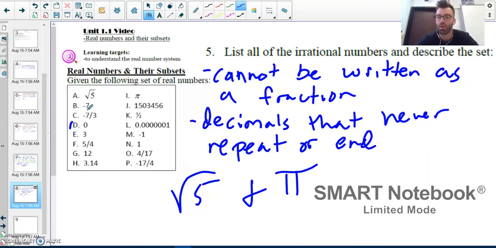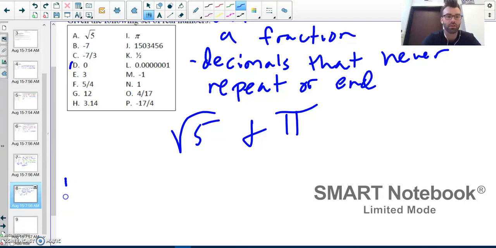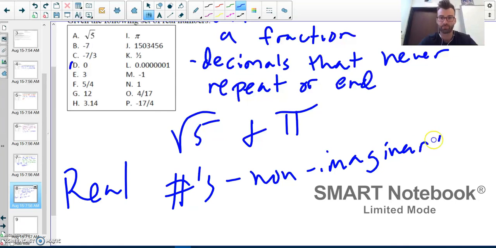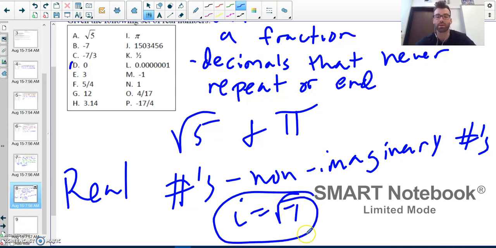We're talking a lot about these things called real numbers in general. I'm going to write a little note down here before I run out of time. Real numbers are all numbers, but they're non-imaginary numbers. Remember our friend i equals the square root of -1. That's an imaginary number. So real numbers are any number that's non-imaginary.